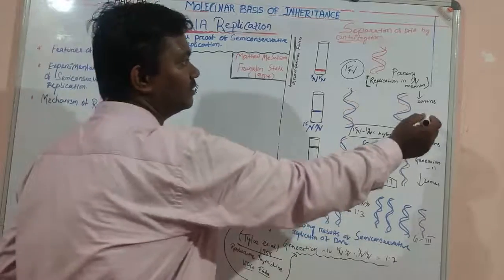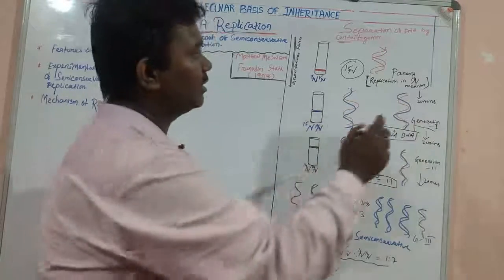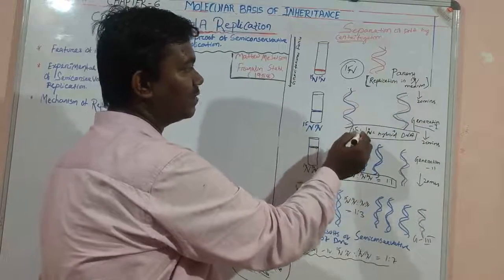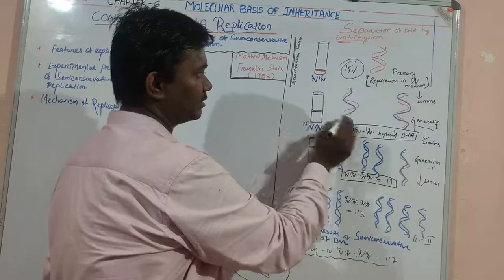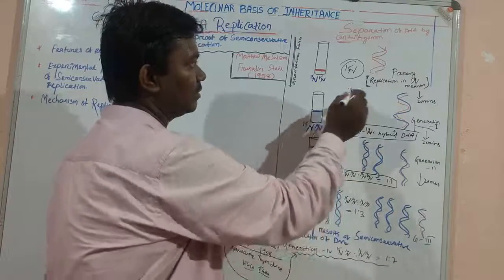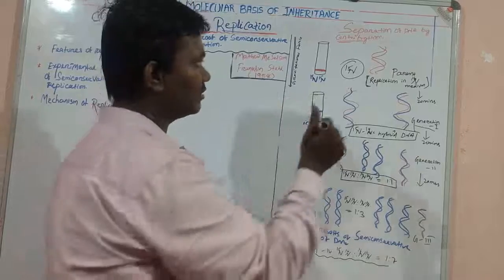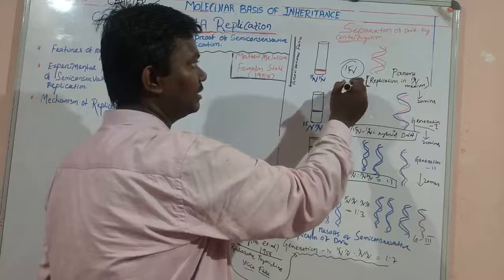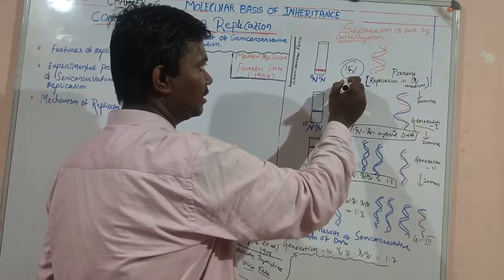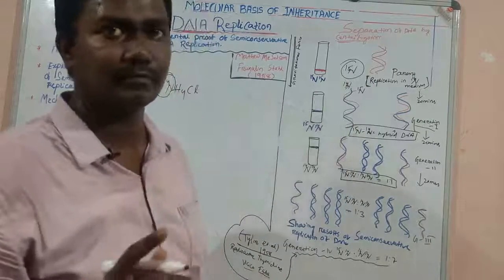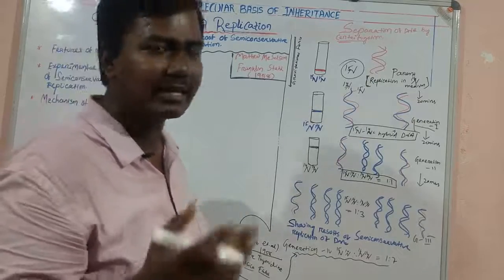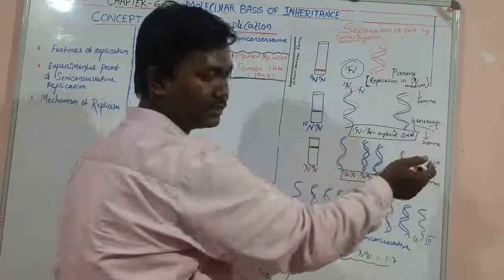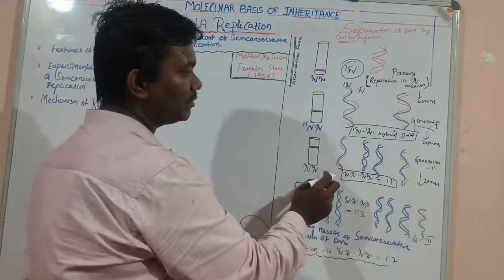In first generation 1, look at it. In generation 1, after 20 minutes, only hybrid DNA are present, that is the two DNA strands, one strand has N15, the red one has N15, whereas the blue one was N14. Got it?